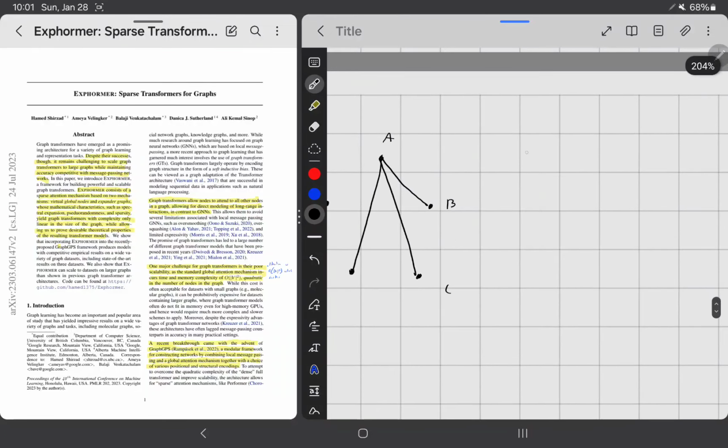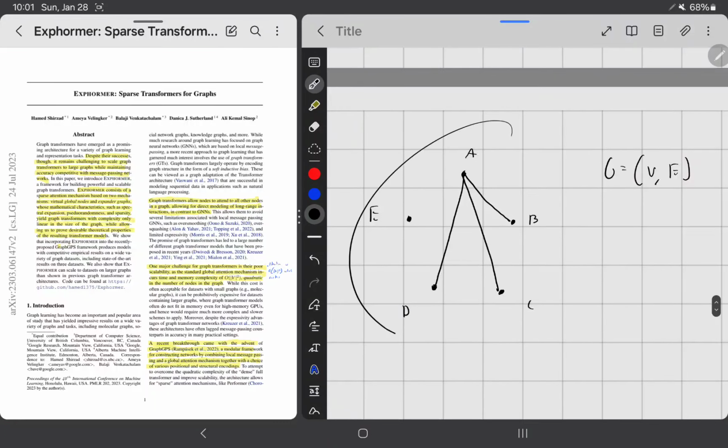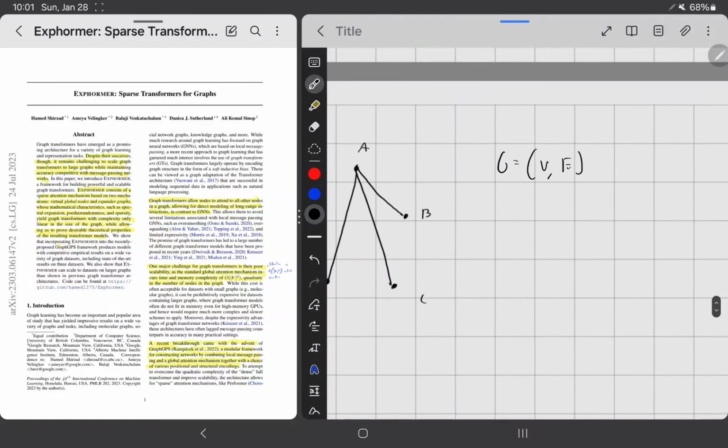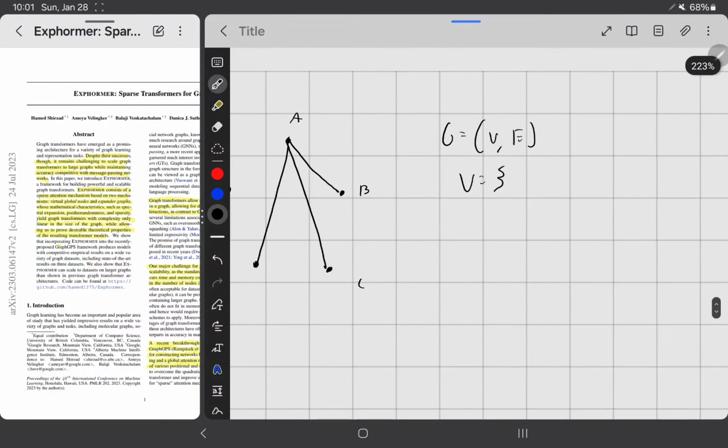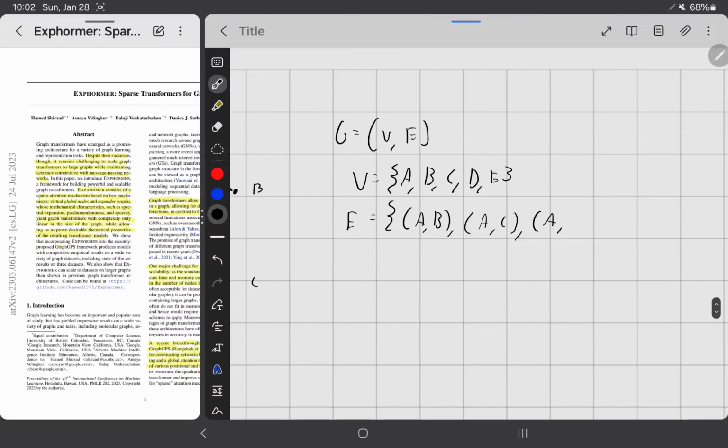So you compose your graph of vertices and edges. That's it. Normal graph. So you have your vertices. In this case, V would be equal to A, B, C, D, and E. And then your edges, in this case, would be composed of AB, AC, and AD.